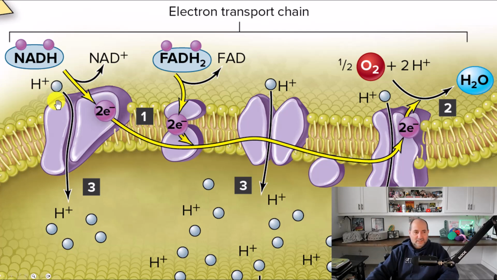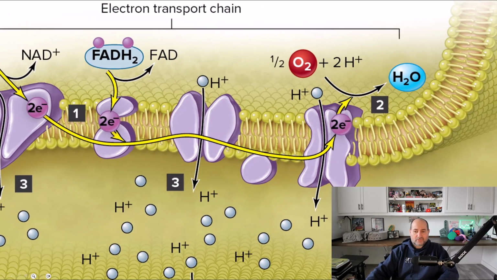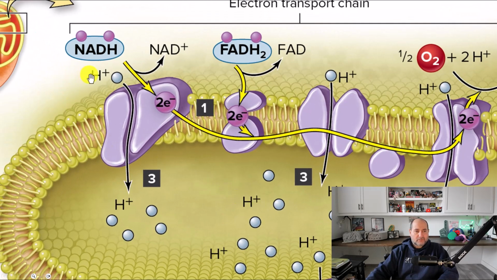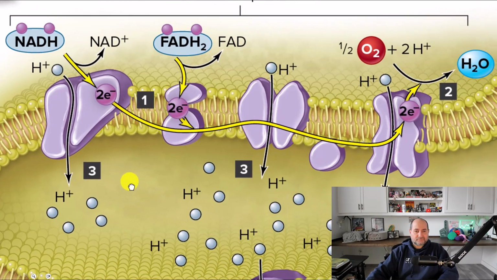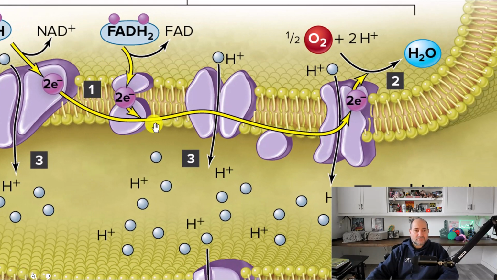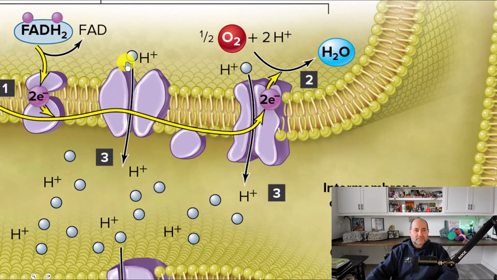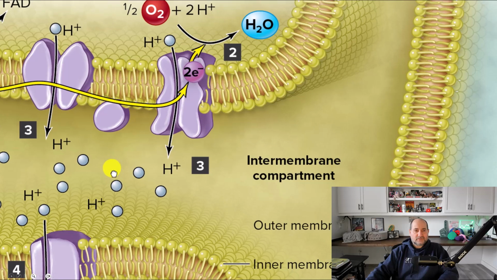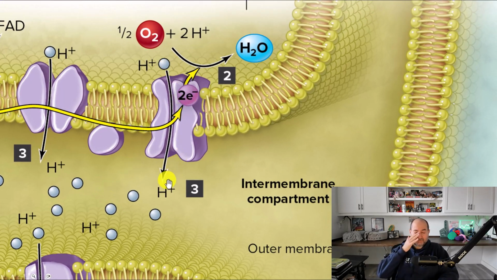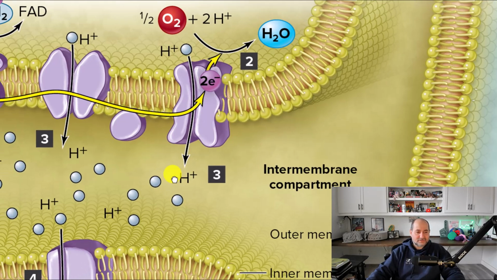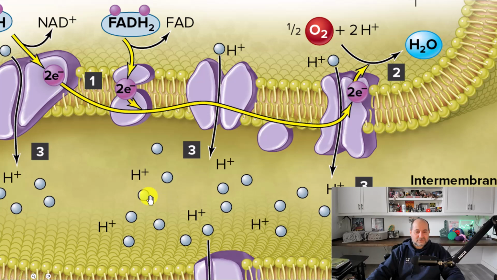Complex 1 is a proton pump. Look, it takes protons from the matrix and actively pumps them into the intermembrane space. Remember the intermembrane compartment or intermembrane space? Well, we're pumping protons into the intermembrane space. Complex 2 is not a pump, but it's part of the wire. Complex 3 pumps protons into the intermembrane space, and complex 4 pumps protons into the intermembrane space. And remember, this is active transport of protons. So we actually end up with a high concentration of protons in the intermembrane space.